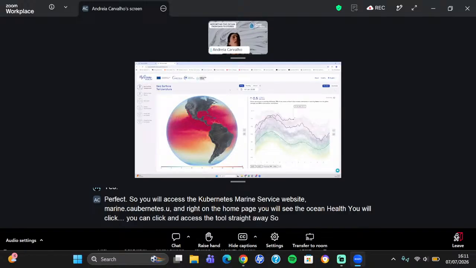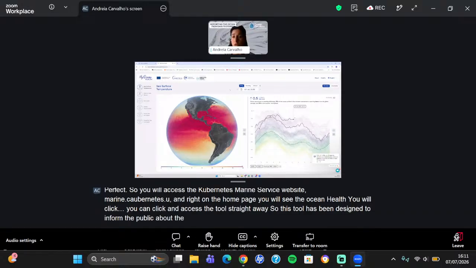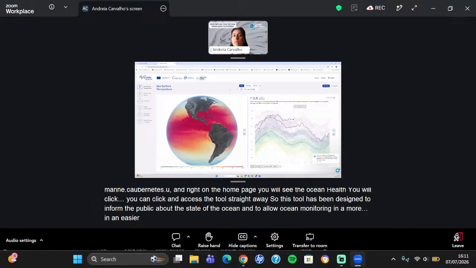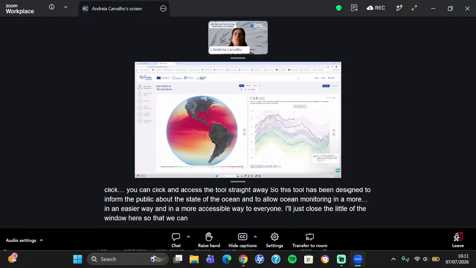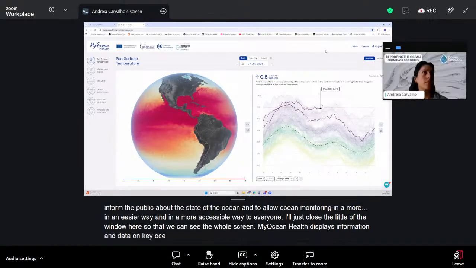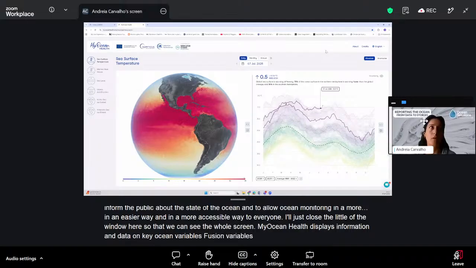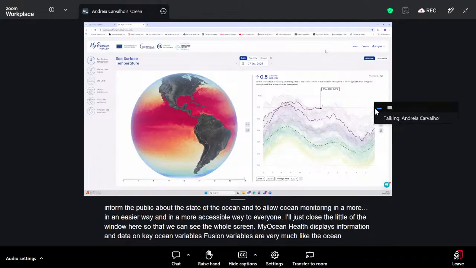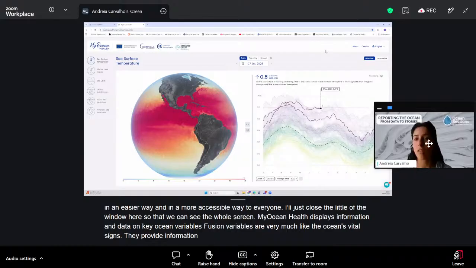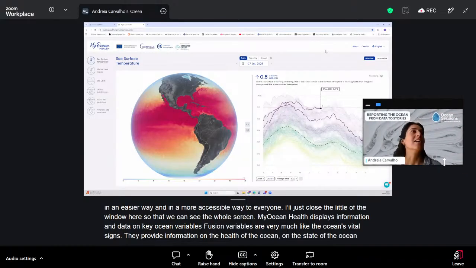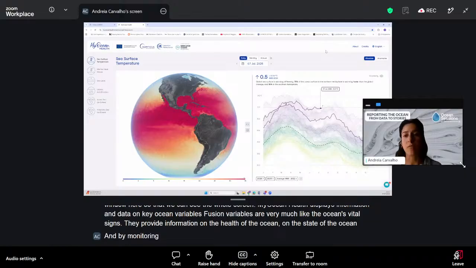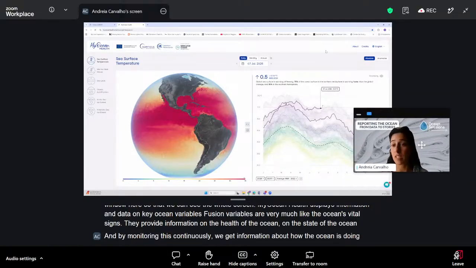So this tool has been designed to inform the public about the state of the ocean and to allow ocean monitoring in an easier and more accessible way to everyone. I'll just close the little pop-up window here so that we can see the whole screen. My Ocean Health displays information and data on key ocean variables. Key ocean variables are very much like the ocean's vital signs. They provide information on the health of the ocean, on the state of the ocean. And by monitoring this continuously, we get information about how the ocean is doing over time and how it has been changing.